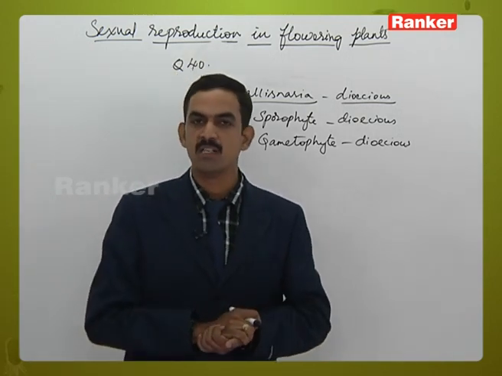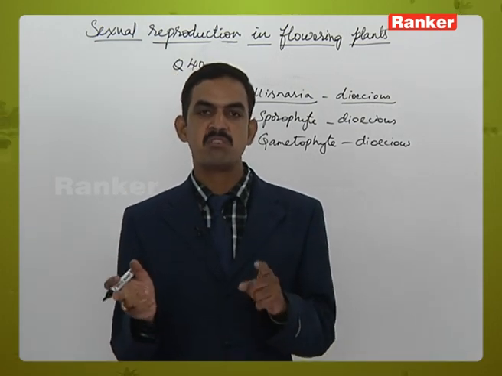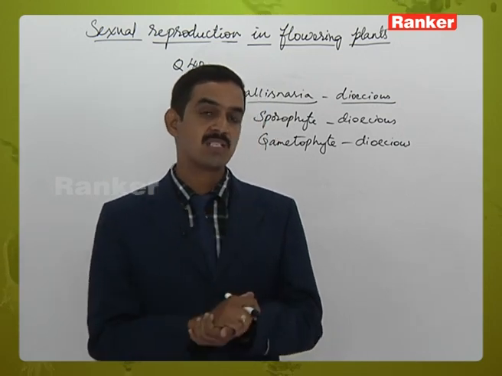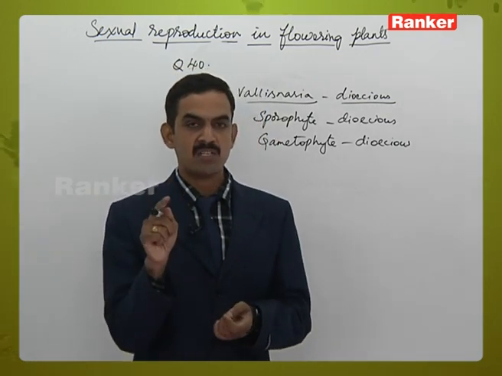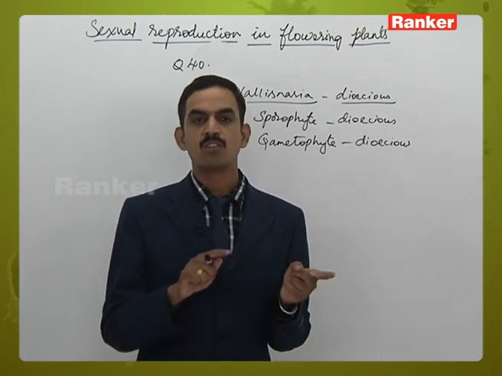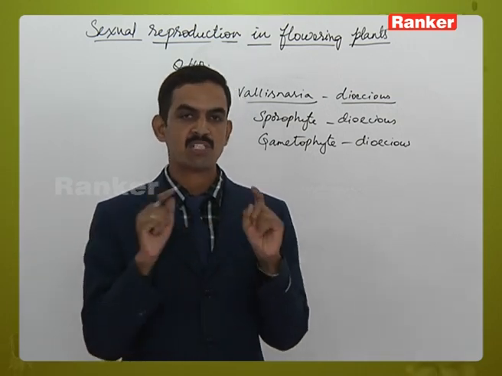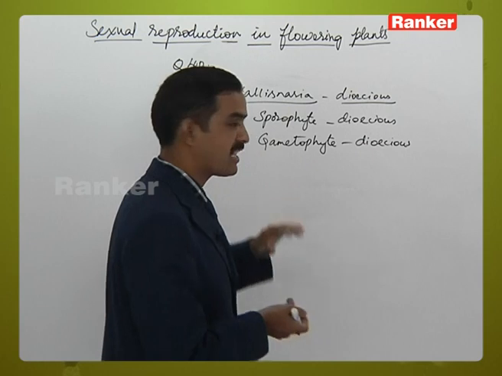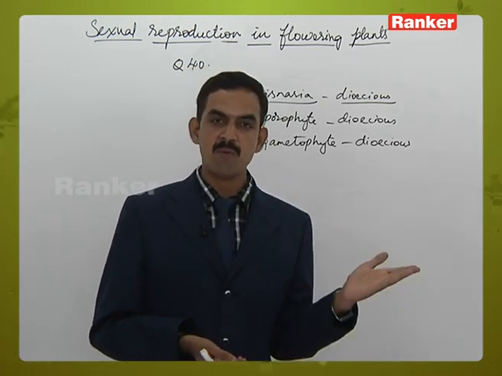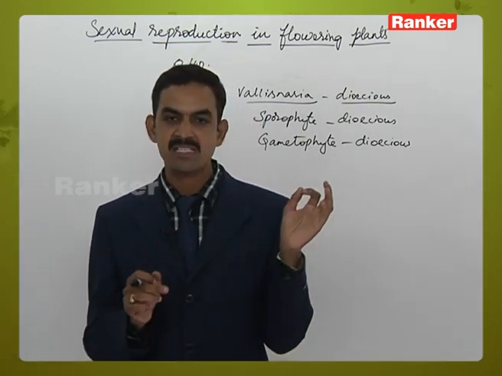Next one is geitonogamy. Geitonogamy is a condition where the pollination takes place between the flowers which are present on the same plant. So here the pollination should occur between the flowers of the same plant, meaning the plant should have 2 types of unisexual flowers, otherwise 2 bisexual flowers should be there. But in Vallisneria, one plant contains only male flowers, another plant contains only female flowers, so there is no chance for geitonogamy also. So assertion statement is correct.